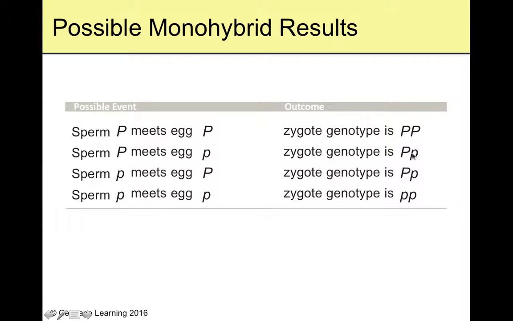By convention, you write the capital letter first, even though that's not the order of this table here. And then finally, sperm little p, egg little p, zygote that is made is little p, little p. So that's the idea that we understand now for simple Mendelian genetics, and I'll show you how he got there.